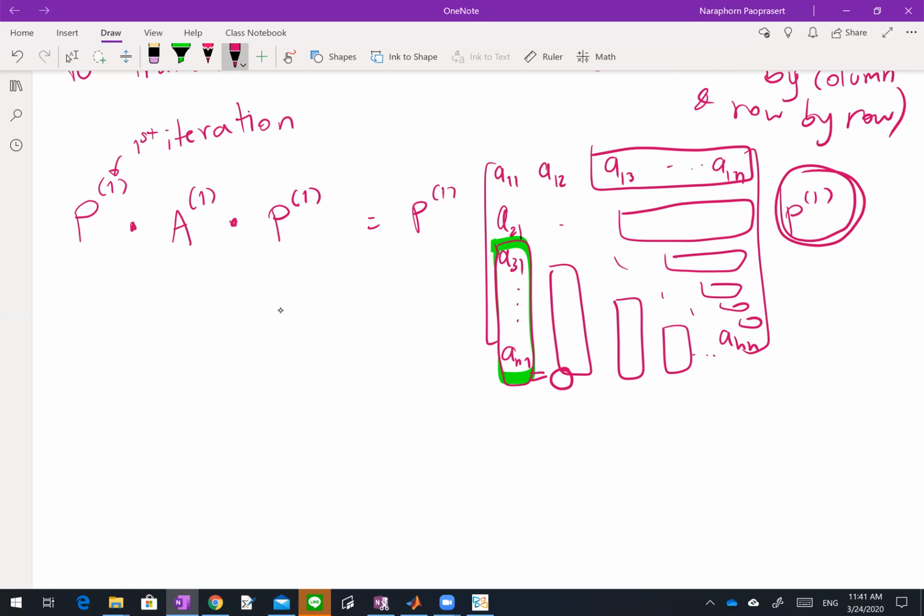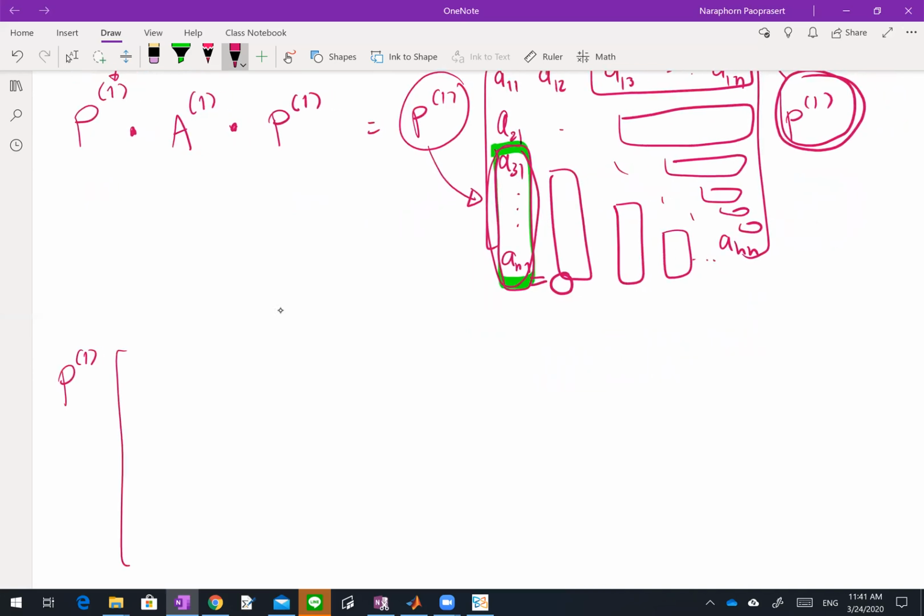So let's just prove it in the first column here. This P1 is going to act on this first column, and this P1 is going to act on this first row. So we just see one side only. To prove it, we just see P1. If you multiply P1 with the first column of A, A11, A21, A31 up until AN1.